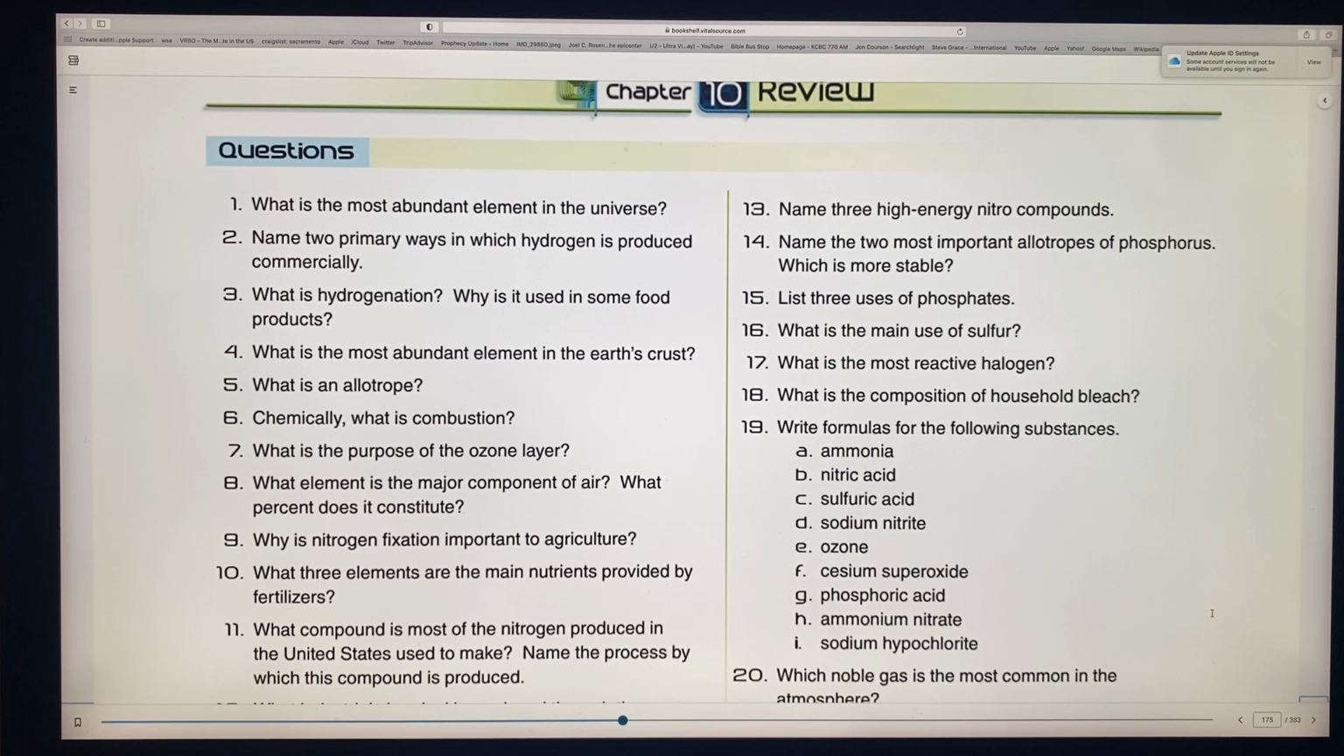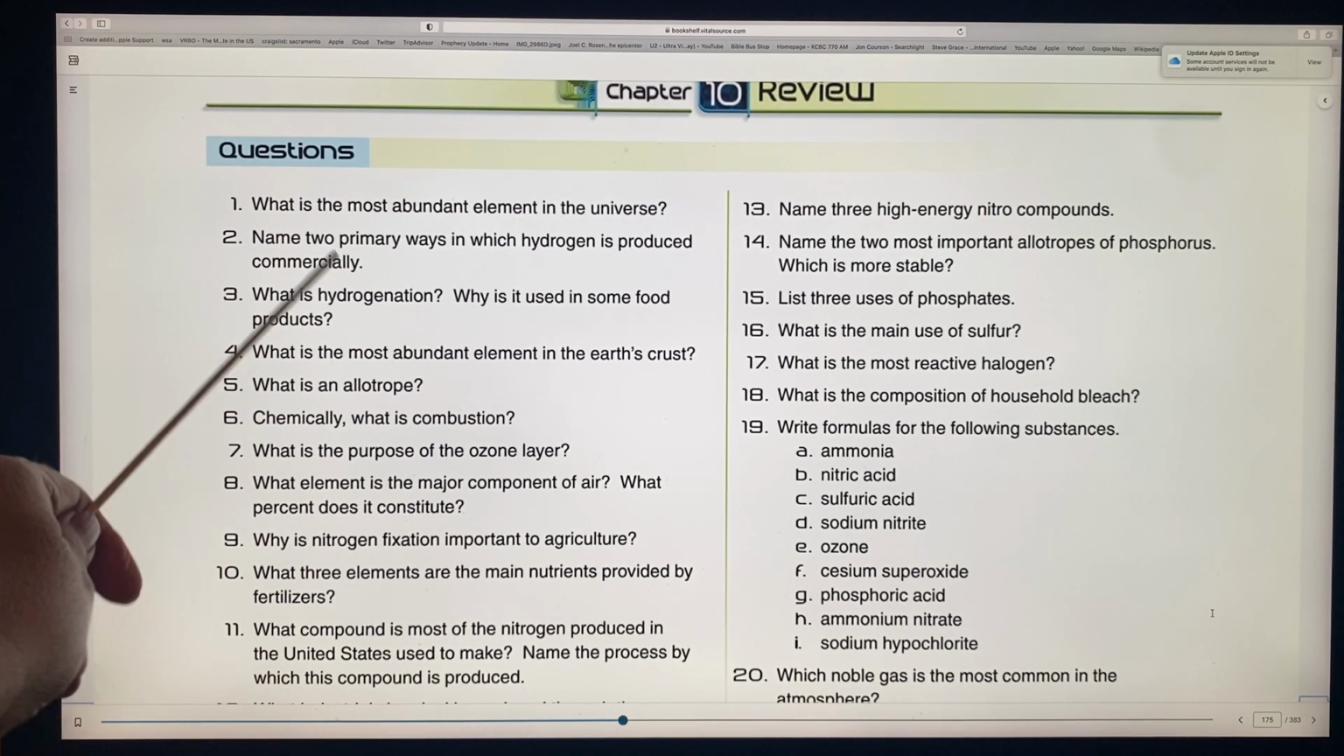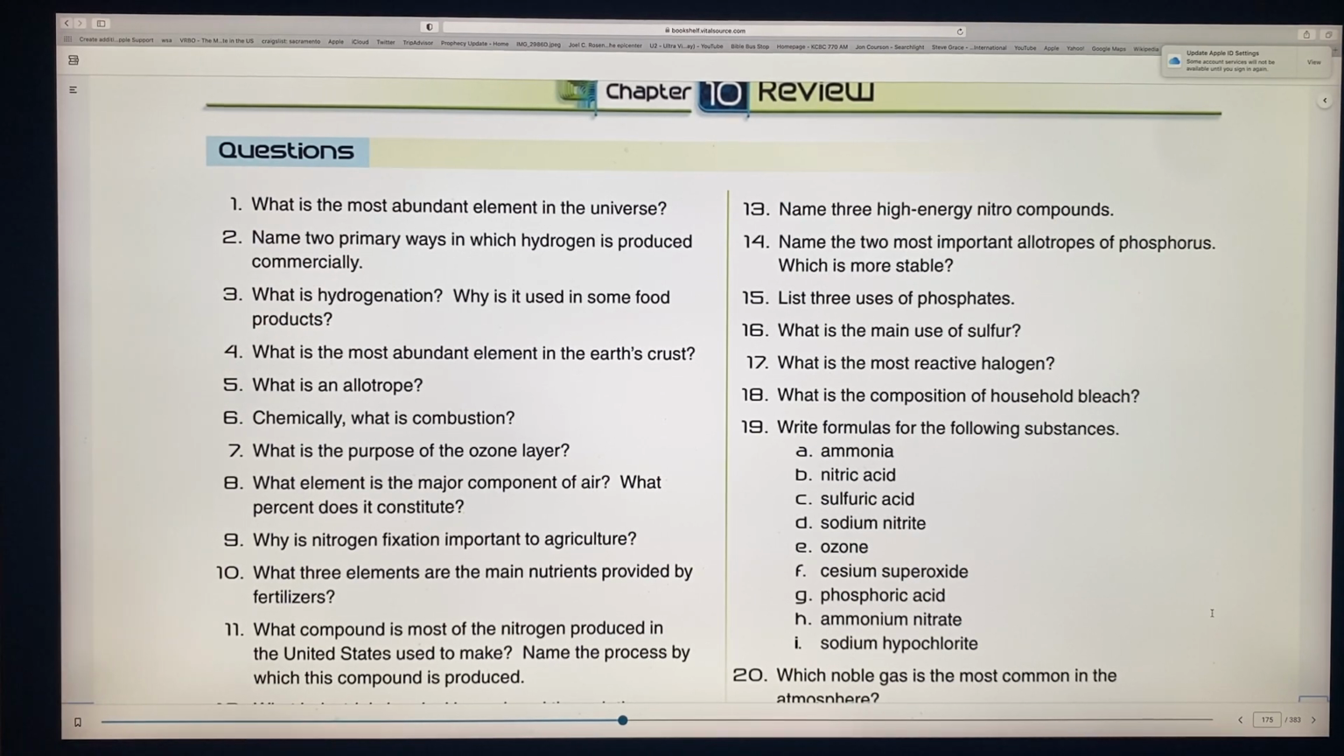So name two primary ways in which hydrogen is produced commercially. Do you remember steam reforming? It's called steam reforming. Of course, you think of steam as water and hydrogen coming out of the steam of the water. So steam reforming. And the other is to replace, like using zinc with hydrochloric acid. That's the other one. But steam reforming you should know for the test question.